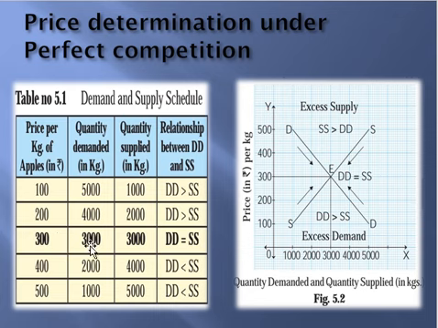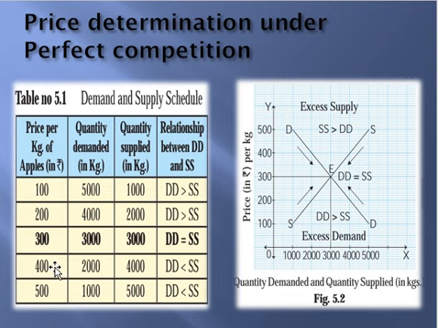Then, in this, we can say that when the price of apple is 300 per kg, quantity demanded was 3,000 kg, quantity supplied was 3,000 kg, and both these numbers are equal. That is why demand is equal to supply.